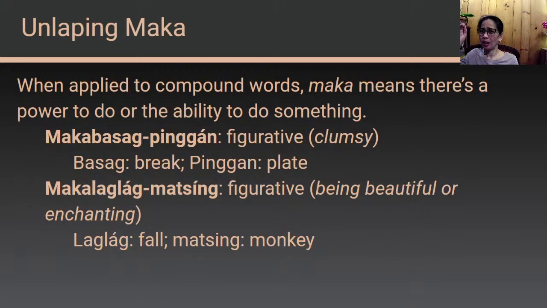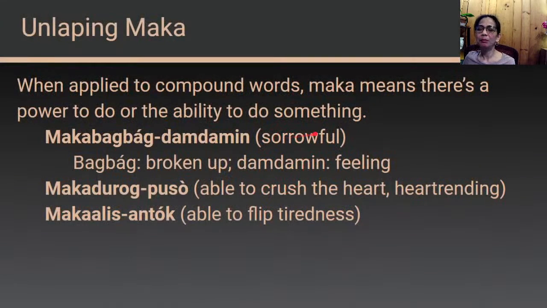Just imagine a monkey hanging on a branch of a tree. It means that the monkey was easily distracted and has seen something beautiful, something pretty, enchanting. So there's a tendency for the monkey to fall. Of course, there's such a thing as falling in love here in English, right? Something that weakens your spirit. So beautiful: makalaglag matsing, figurative. I hope you appreciate it. Let's move on.